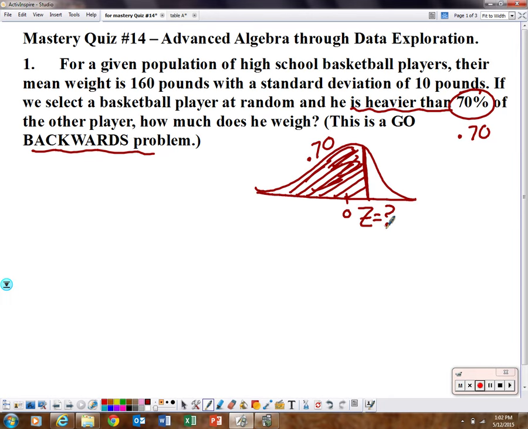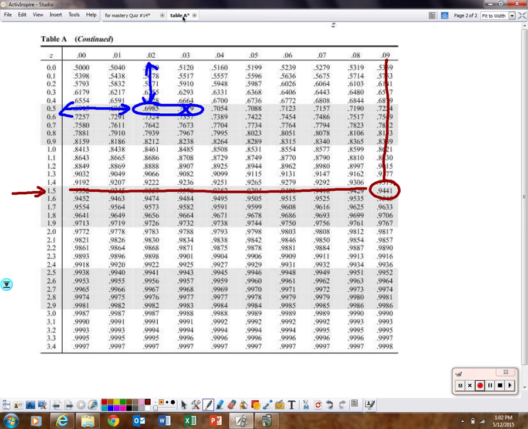You have two options. You can either use the table. If you use the table, you need to find the 0.7 inside your table. So, looking in your table, we have 0.6985 and 0.7019. Now, which one is closer? Okay, well, that would be the 0.6985. So, our z-score is 0.52 based on the table.